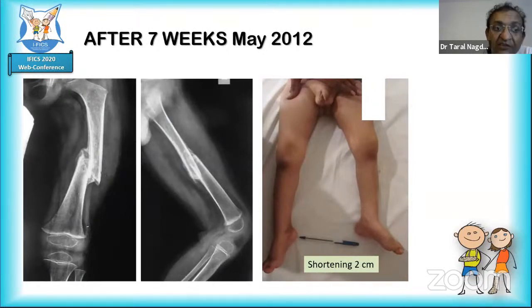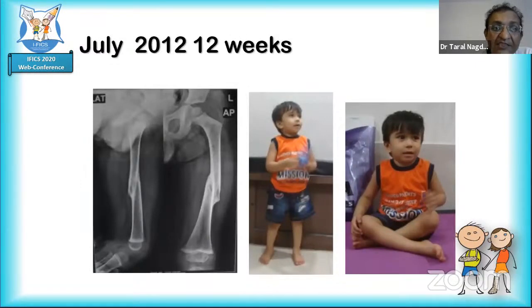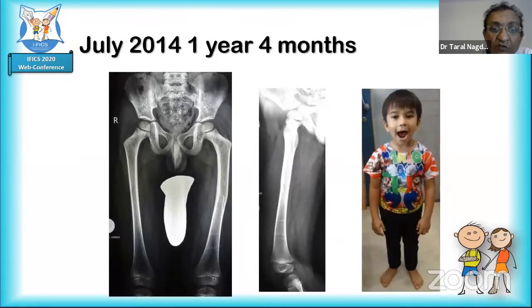The translation, it is there, but we just persisted with him, and you can see him after 4 months, and then after 2 years, he almost corrected his leg lengths. All the translation and angulation was corrected.